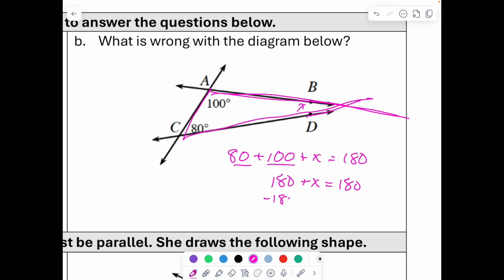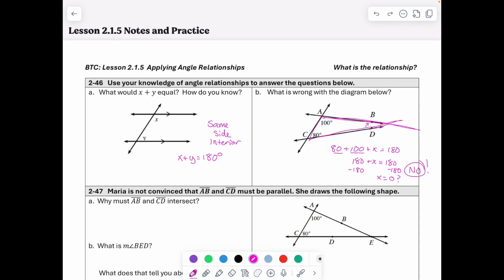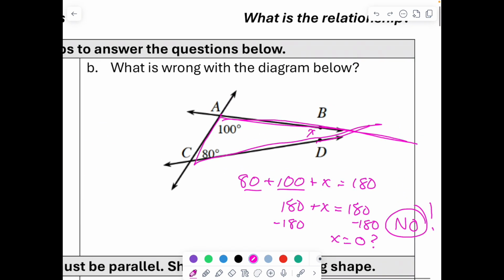So if we subtract 180 from both sides, what are we left with for this poor little angle? 0 degrees. We have to ask ourselves, can an angle be 0 degrees? And the answer is no. So this is what's wrong with this picture. Two of these angles, one of those are wrong, because that would leave 0 degrees for that last angle. So an angle cannot be 0 degrees.